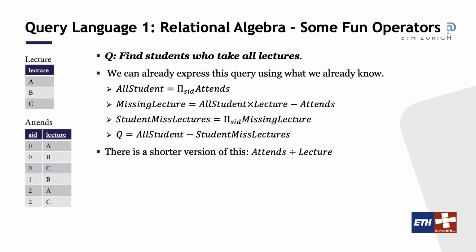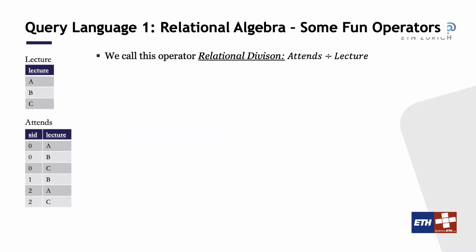There's one operator we can use to do this in a much shorter way, called relational division. You can say attendance divided by lecture is exactly the answer of this query. And we are going to look at this operator.